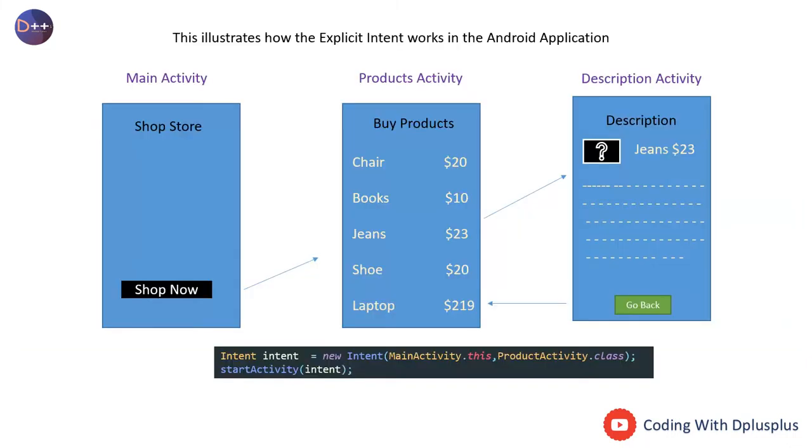Take a look at this illustration. I have a mobile application here called Shop Store, and this Shop Store has 3 activities. The first one is the main activity, then the products activity, and the description activity. Whenever the user clicks on the Shop Now button, it's going to navigate the user to the products activity.